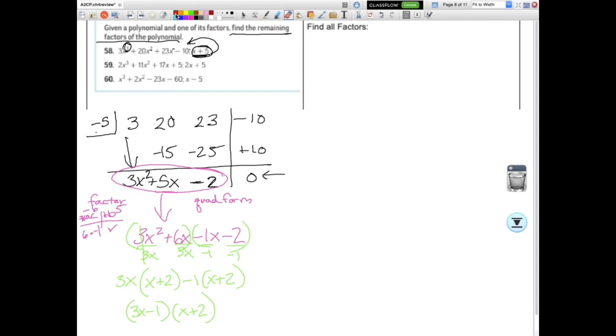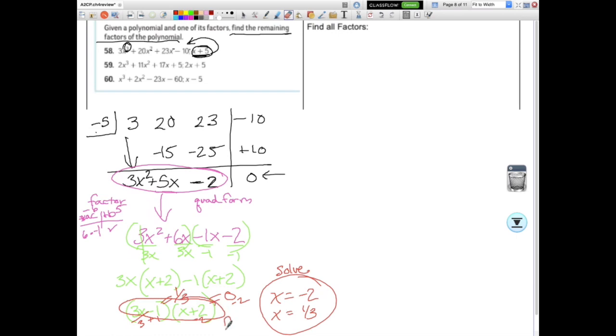If you wanted to solve this, if it said to solve it, you would set each one equal to 0 and solve. So I would minus 2, I would get x equals -2. I would add 1, divide by 3, and I would get that x also equals 1/3. So those are my 2 solutions if I'm asked to solve it. These 2 right here are my 2 factors if I'm asked to find the factors.